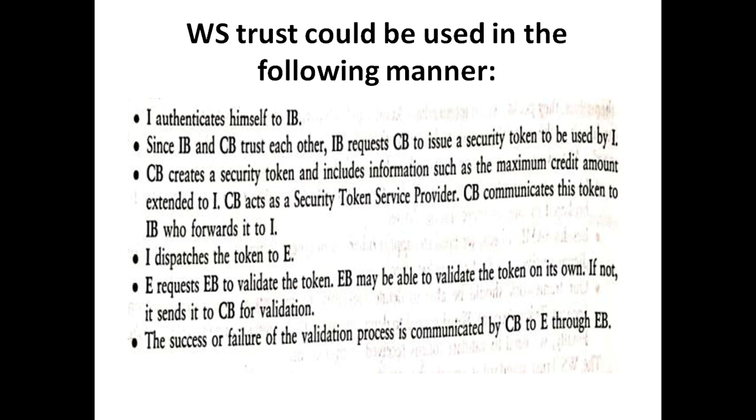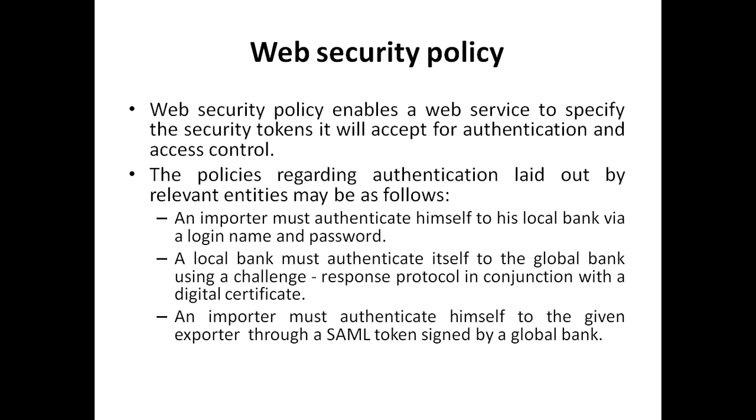E requests EB to validate the token. EB may be able to validate the token on its own. If not, it sends it to the CB for validation. The success or failure of the validation process is communicated by CB to E through EB. So this is exactly how we can establish web service trust in this manner.